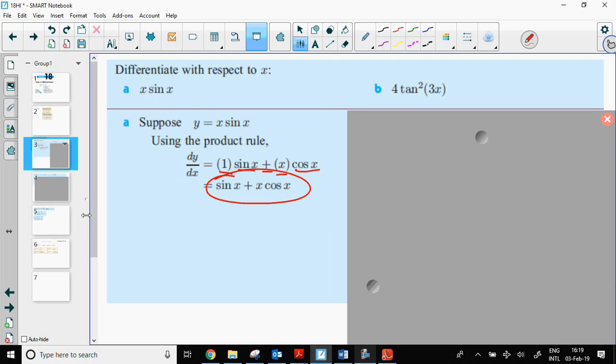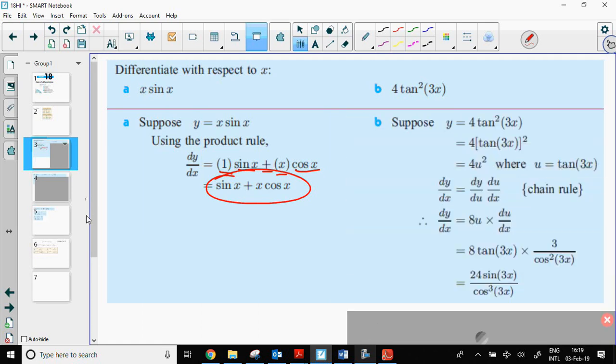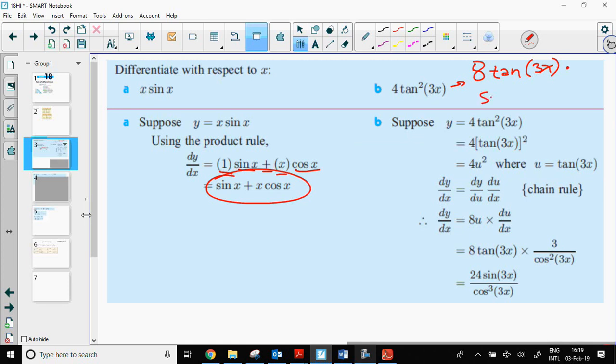Second one, I've got 4 times tangent squared of 3x. This one is going to require a chain rule. Again, the book's using all this u substitution. If it were me, I would simply write my answer as 4 times 2 is 8. So it's going to be 8 times tangent of 3x. So I've just used the power rule, right, because I have 4 times something squared. Then I'm going to multiply by the derivative of tangent. So the derivative of tangent is going to be secant squared. So times, ran out of space here, it'll be secant squared of 3x.